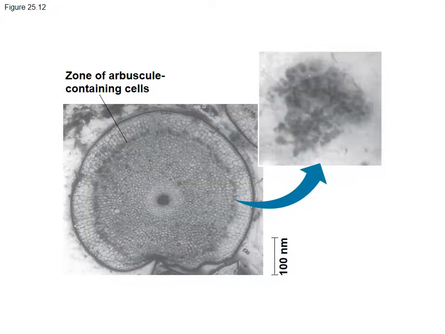Here's a really cool picture. This is through the root of a plant, so you're looking down the root, like they sliced the root crosswise, and all of that around the outside, those are what they're calling the arbuscular containing cells. You can actually see in the little inset picture. So that's the plant root, but these are all fungal cells that are going in amongst the root of the plant. 95% of all plants living on land have these mycorrhizae living around the roots. That's how important this fungus is.